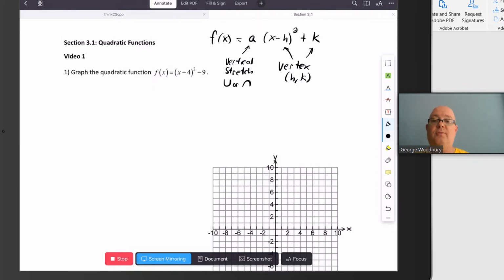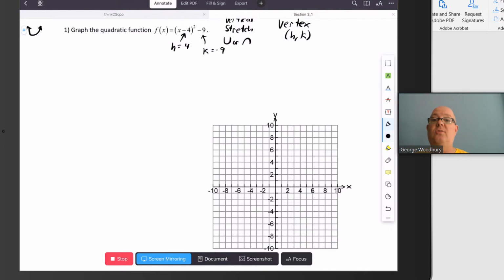So first, this first example, f of x equals x minus 4 squared minus 9. Here, no coefficient listed in front of the parentheses, so a is 1. That means there's no stretch, no shrink, and it's going to open upward. The value of h is 4, that's what's being subtracted from x inside the parentheses. And k is that number written at the end, negative 9. So 4, negative 9 is the vertex.